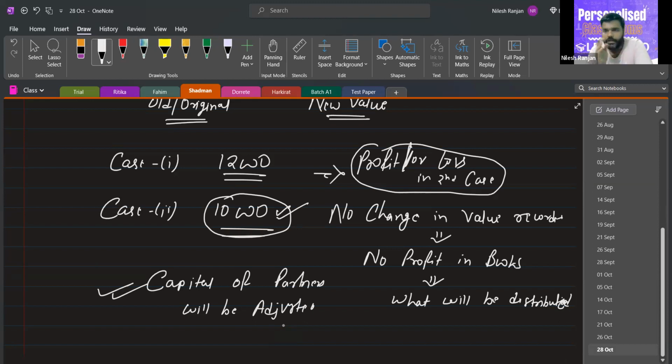Okay, sir. In the first case, we have prepared the account and then calculated profit. In the second case, we will just add or deduct the profit or loss. Okay, sir. So we will know the profit and then that profit will be multiplied with the gaining sacrificing ratio of partners, and then we will pass a journal entry same as the goodwill, gaining partners' capital account debit to sacrificing partners' capital. Okay, sir.